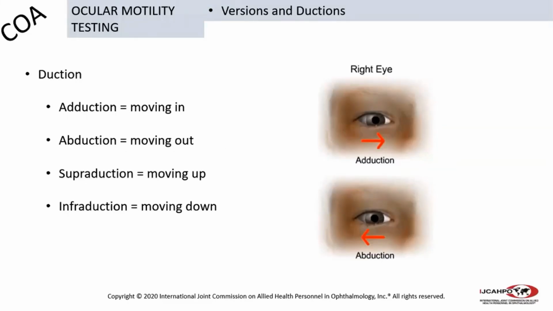Let's take a look at some pictures of these following movements. So remember, duction is looking at one eye. Adduction is the eye moving in, as pictured on the top. Abduction is the eye moving out, as pictured on the bottom. Supraduction would be the eye moving up. Infraduction would be the eye moving down.